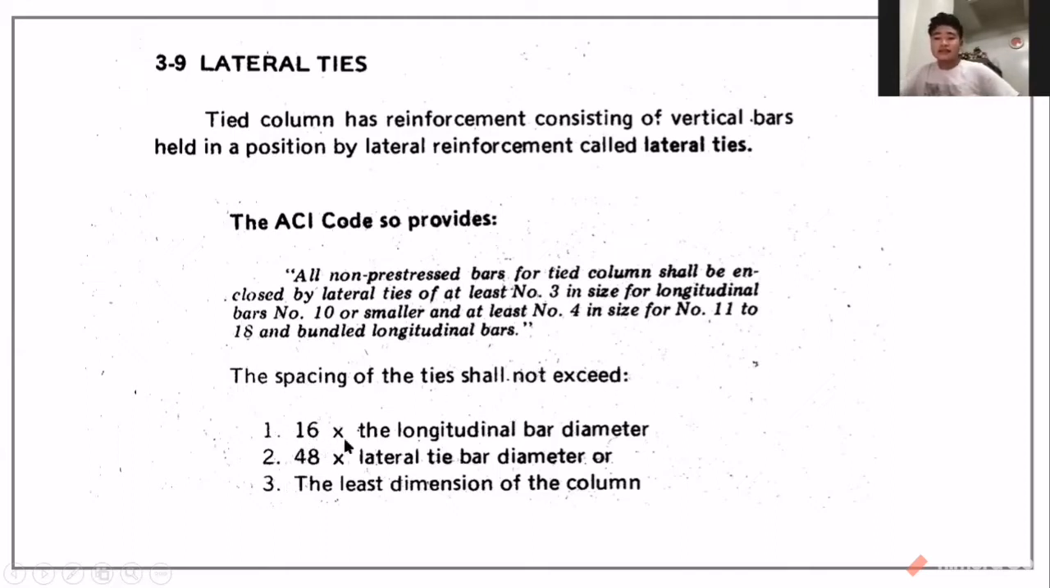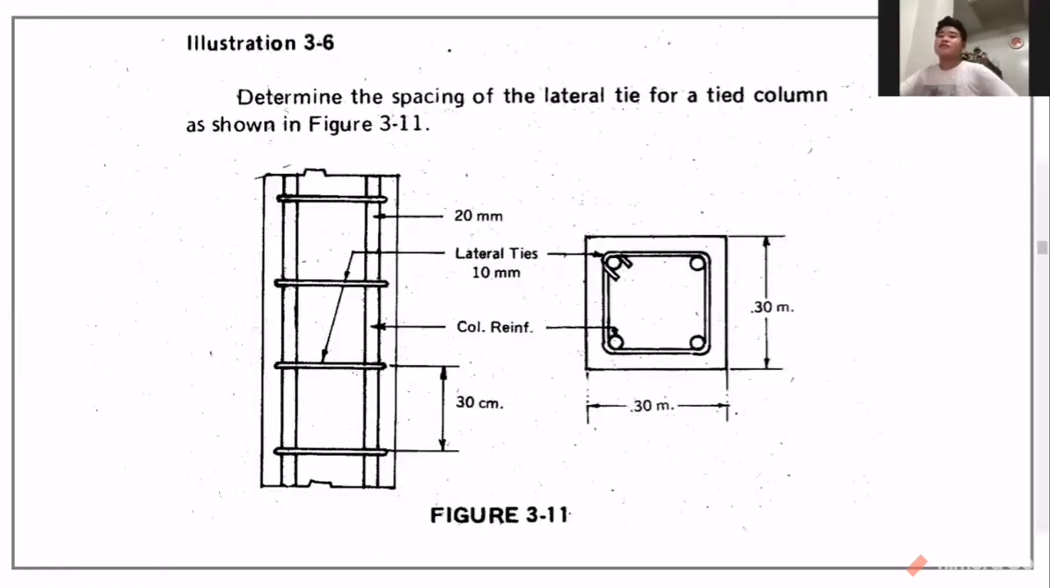First is 16 times the longitudinal bar diameter; it should not exceed 16. And then the lateral tie bar diameter should not exceed 48. And then the least dimension of the column. So first illustration for the lateral ties: determine the spacing of the lateral tie for a tied column. That's shown in figure 3 to 11.